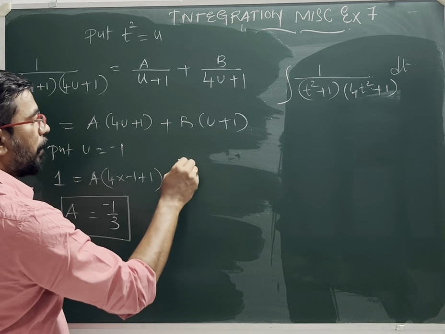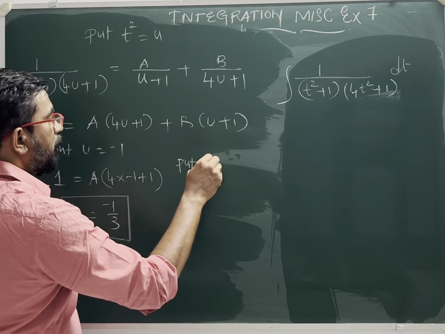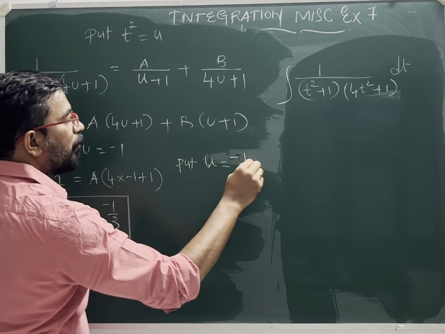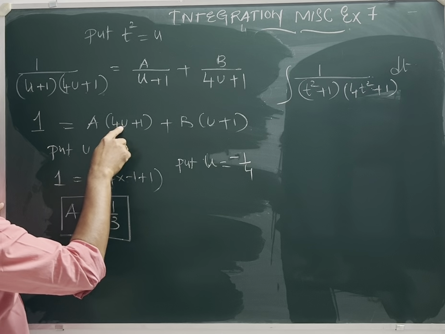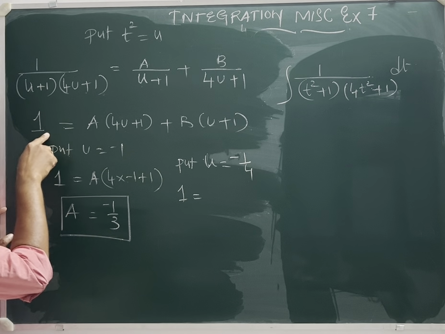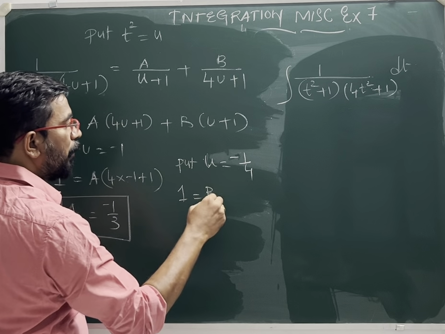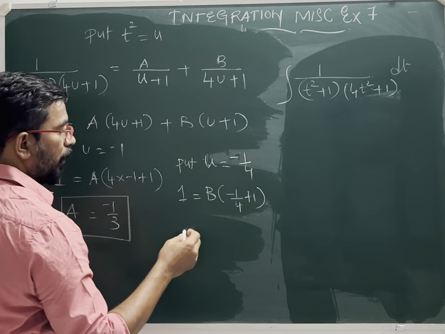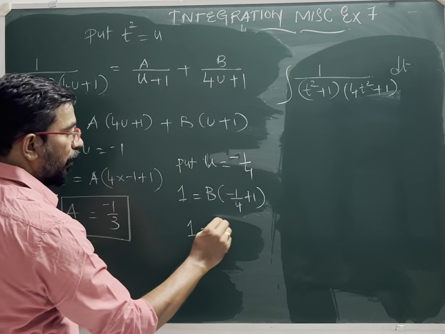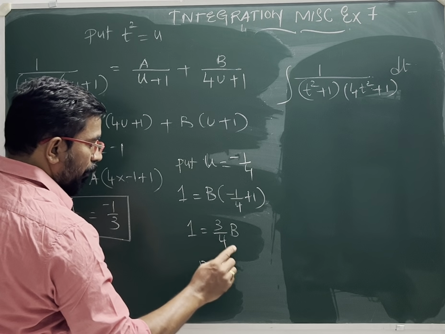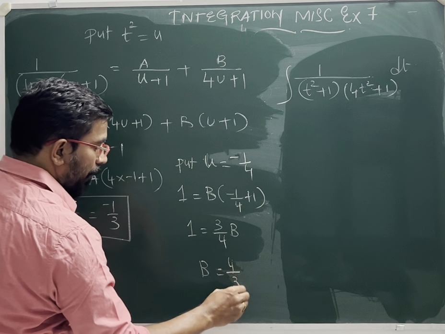Now I will put u is equal to minus 1 by 4 to make this one 0. So I will get 1 is equal to, left side there is no u to substitute, b into minus 1 by 4 plus 1. So that will become 1 is equal to 3 by 4 b. So b is equal to, cross multiply, you get 4 by 3.